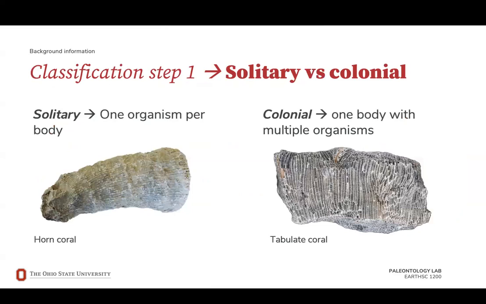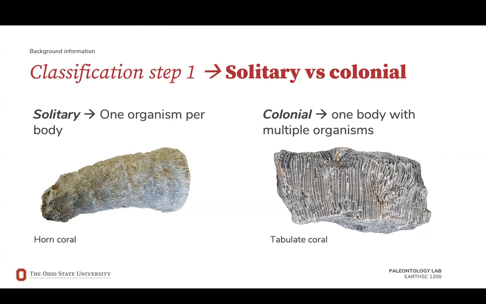Many fossils common in Ohio represent only one individual or solitary organism. If you see the repetition of major structures, the fossil may represent a colonial organism, which lives in a group of interdependent individuals. Examples of colonial organisms can include corals, bryozoans, and graptolites.